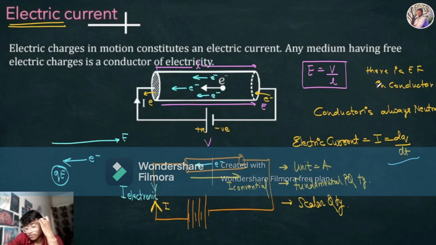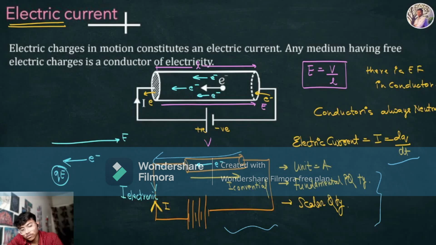Firstly, what is current? We all know there is current flowing in the wires. The electric current is the moving of electric charges inside a conductor. Just like in this circuit, we have electrons going from there to there. We take the conventional flow of current as opposite to the flow of electrons.